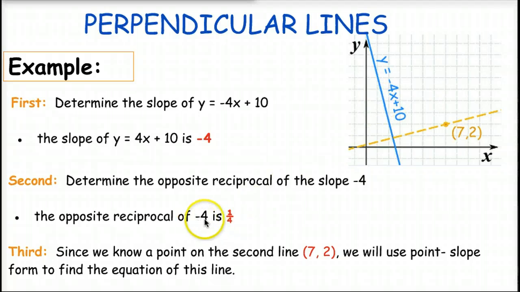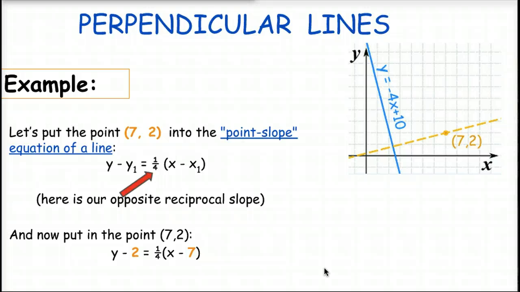Well, the opposite is going to be positive, and the reciprocal of 4, or 4 over 1, is just 1 over 4. We flipped it upside down. So the slope of this line that passes through (7, 2) is going to be positive 1/4. And you can see that this is a positive slope versus the blue line, which is a negative slope. Third thing, just like with parallel lines, since we know a point on the second line, we can use the point slope form to find the equation of this line.